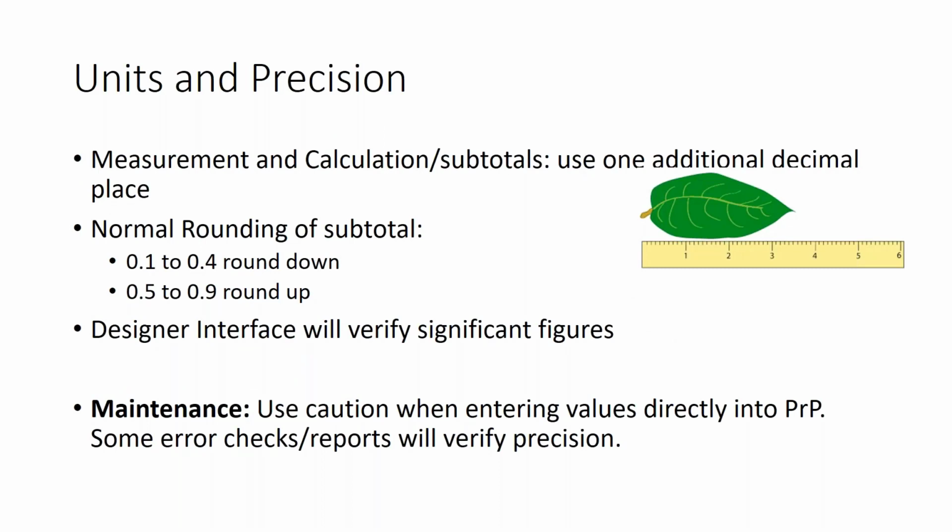Whenever we're doing measurement or calculations, we always use one additional decimal place. Then the subtotal is rounded up or rounded down, as we learned in 3rd grade. Numbers from 0.1 to 0.4 are rounded down. Numbers from 0.5 through 0.9 are rounded up. The designer interface will verify that the appropriate number of significant figures are used beyond the decimal place.